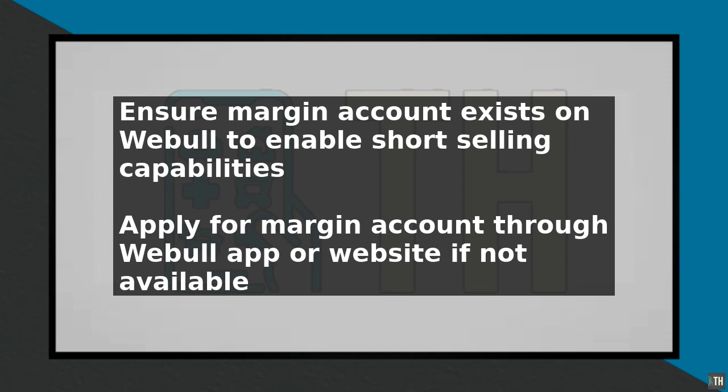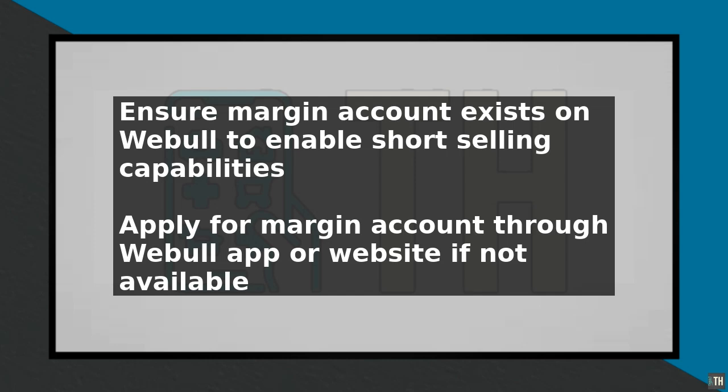Once you have selected the stock, open the Webull app or website and navigate to the stock's detail page. Tap or click on the trade button and select Sell. Since you do not own the stock, Webull will prompt you to confirm that you want to short sell.